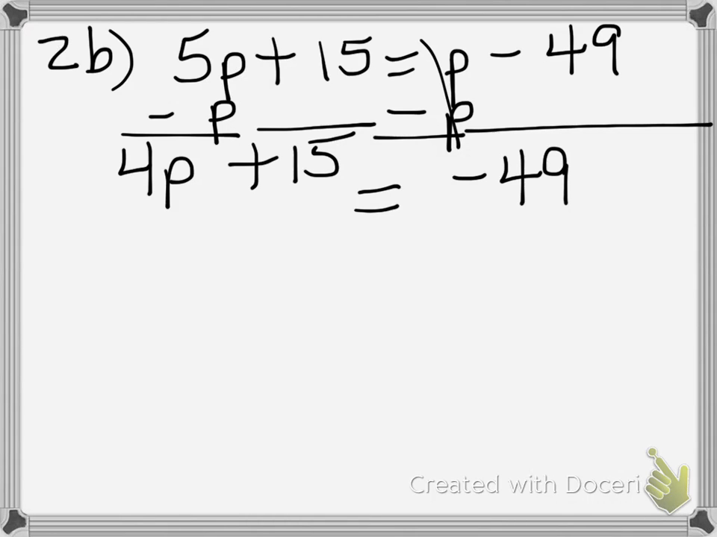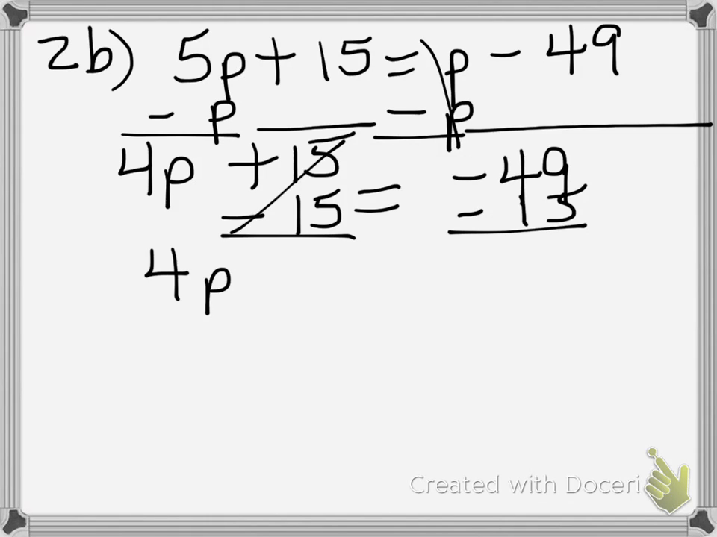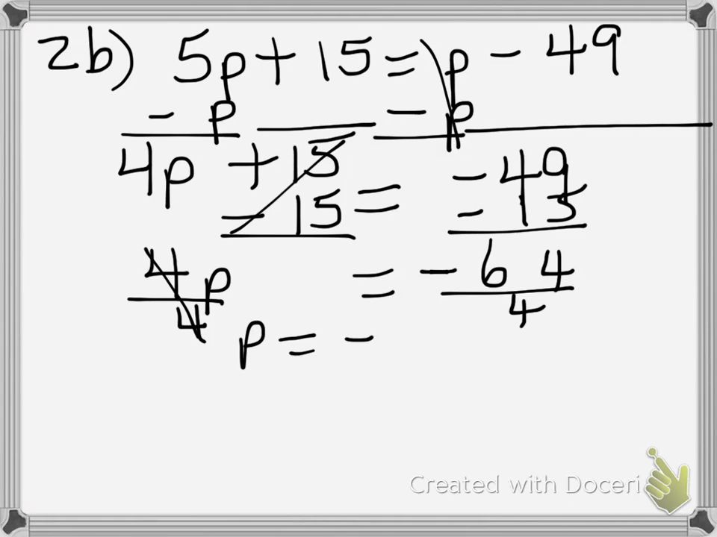So to get 15 on the right side, we're going to have to subtract. Remember, you're going to use the addition or subtraction property of equality. Whatever you do to the left, you're still going to do to the right. It's going to give me 4p equals negative 64. We're going to divide by 4, and that's going to give me p equals negative 16.